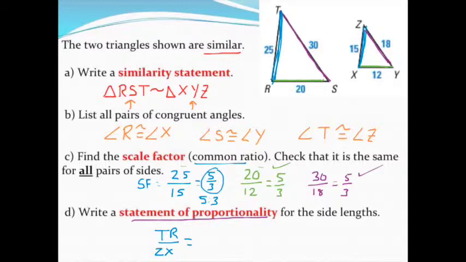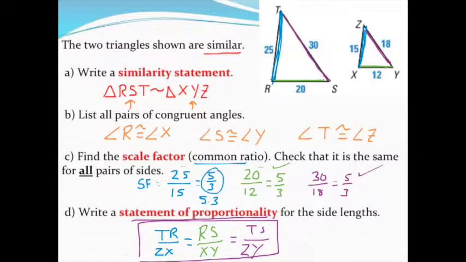So if I move along to the green side along the bottom, side RS is going to be in the same ratio with XY. And then finally, for the last piece of this, I'll go to my purple sides, and those were sides, let's see, TS and segment ZY. And so that's my statement of proportionality, just showing that all three sides are not equal to each other, but they do all have the same ratios.